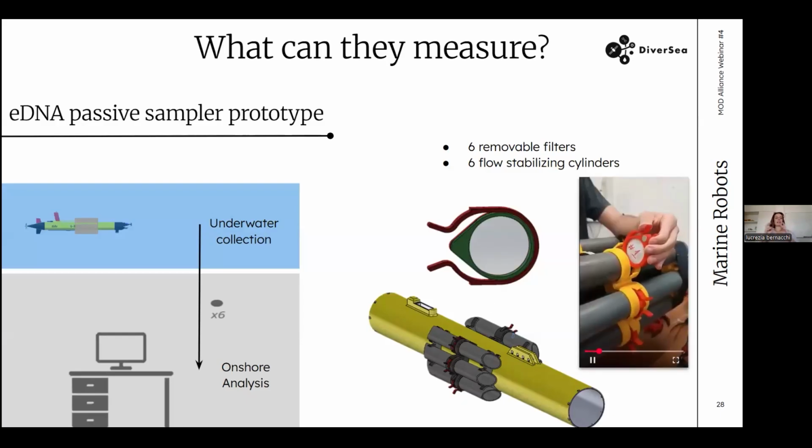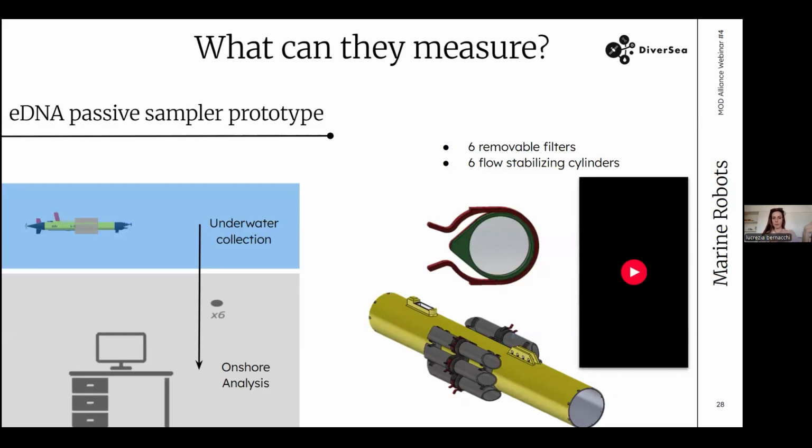And as a last sensor, we have the eDNA passive sampler prototype developed by INEGI and Porto for DiverSea. The idea behind the sensor is to equip the vehicle with it. Then while the vehicle is moving underwater, it is collecting water in the filters that you can see here. And when the vehicle finishes the mission, we can retrieve the filters and analyze them on shore. That's why it's a passive sampler.